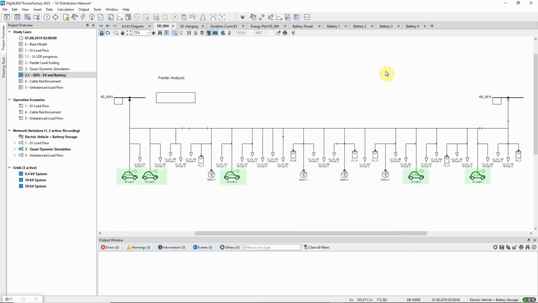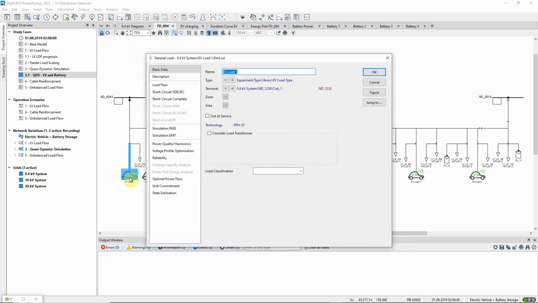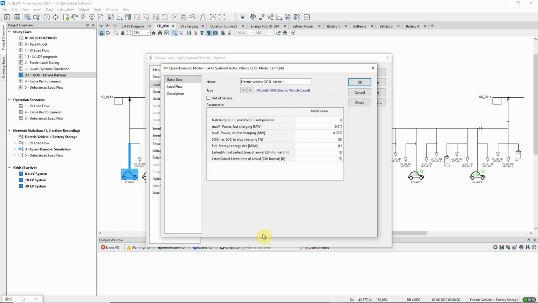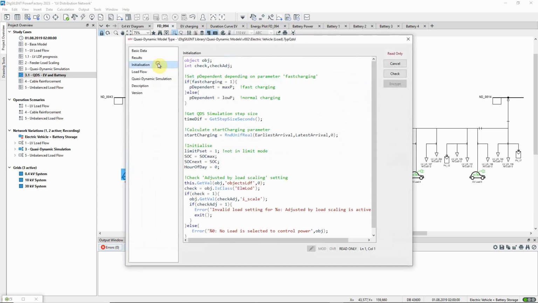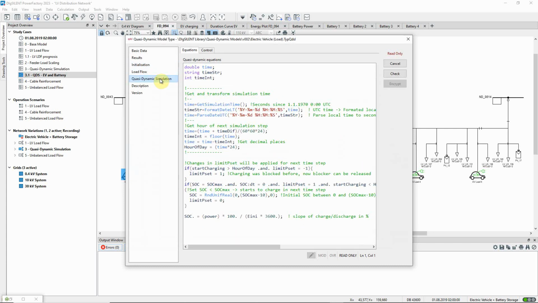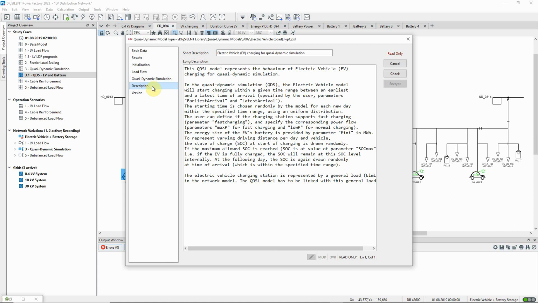There are 5 loads representing electric vehicles, whose active power demand is determined by QDSL models. Let us look at one of these vehicles. On the load flow page, we see that this load is controlled by a QDSL model. The QDSL code at the core of this model is found in the QDSL type object. On the description page, the model and its parameters are described.